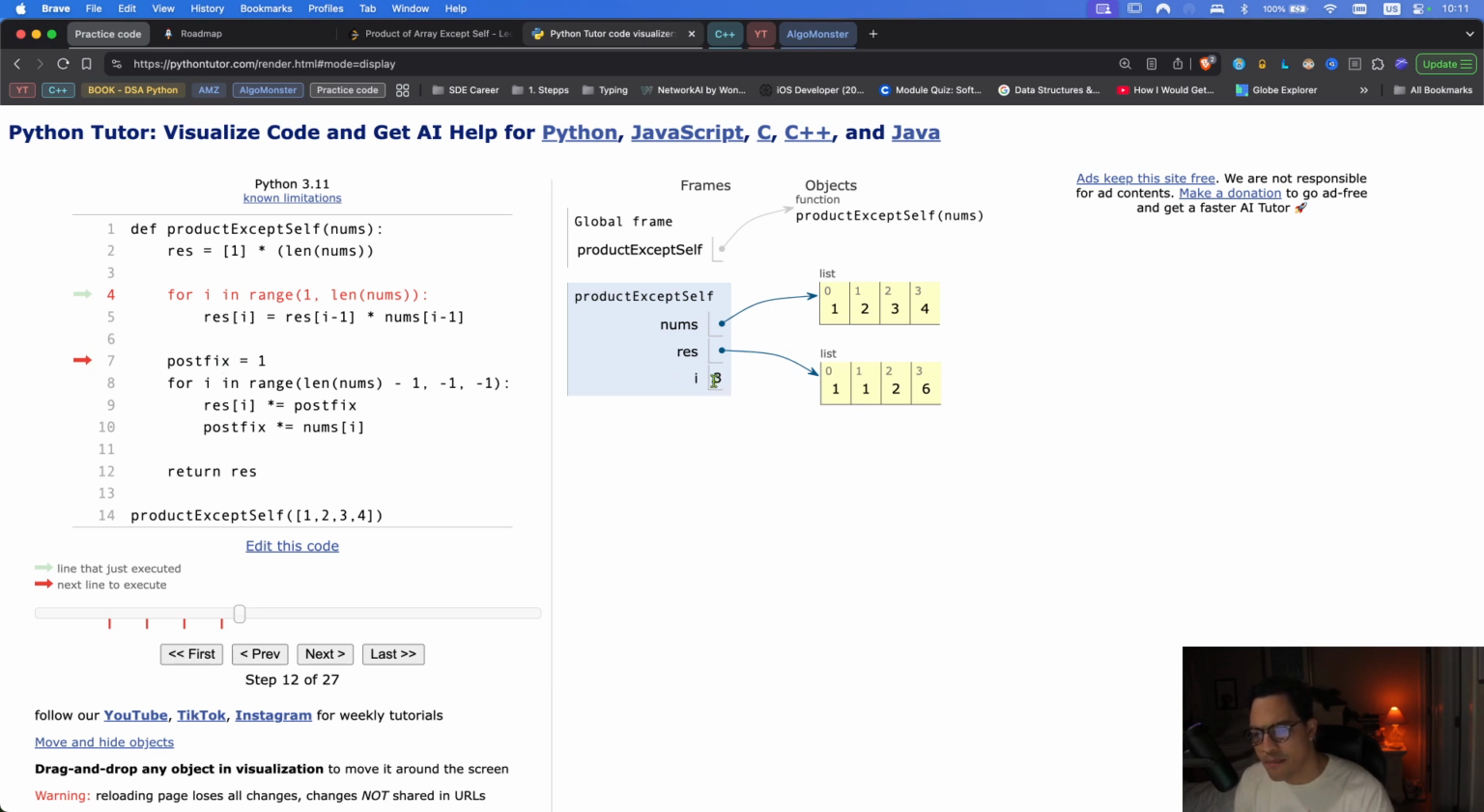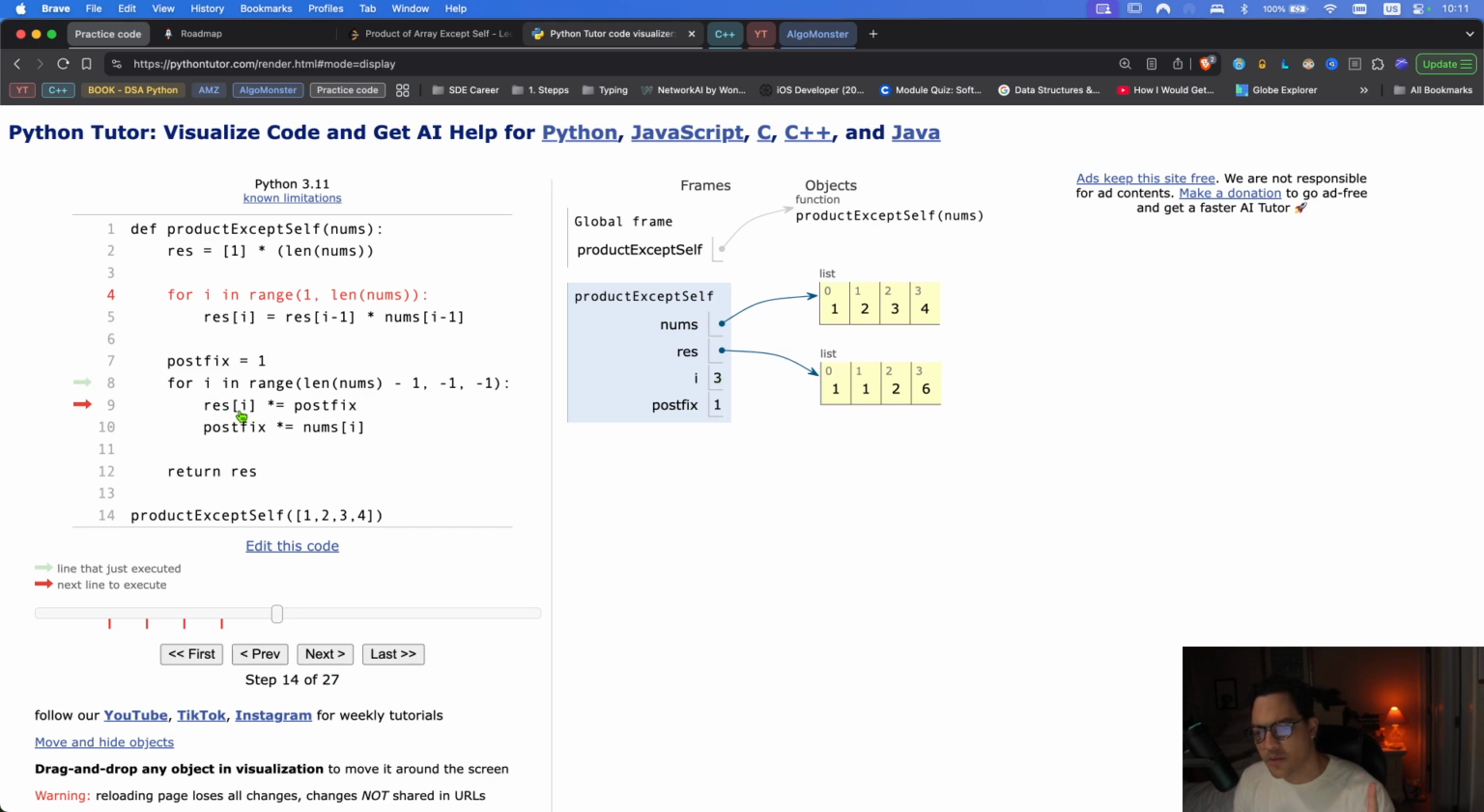We're going to iterate backwards, and see how here I use -1 instead of reversed. It works the same. It's just a Python method that we could use. It's very efficient as well. But again, postfix is going to be initiated by 1. We're going to iterate backwards over our array, starting at index 3.